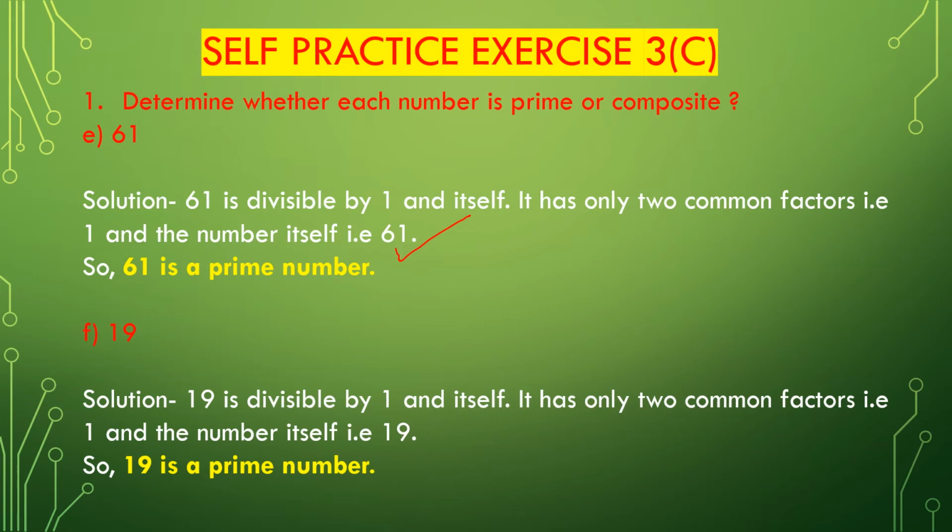F, 19. 19 is divisible by 1 and the number itself. 19 has only two factors, that is the number 1 and the number itself, that is 19. 19 has no other factor, so 19 is a prime number.